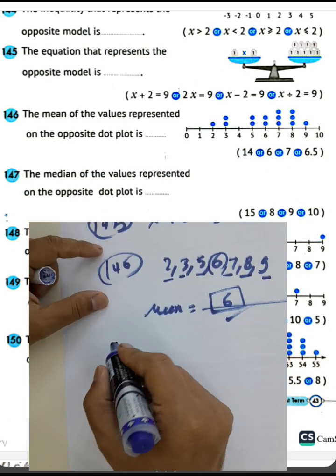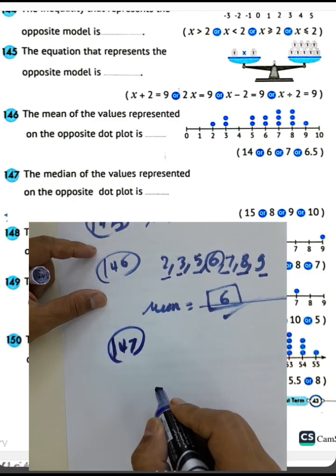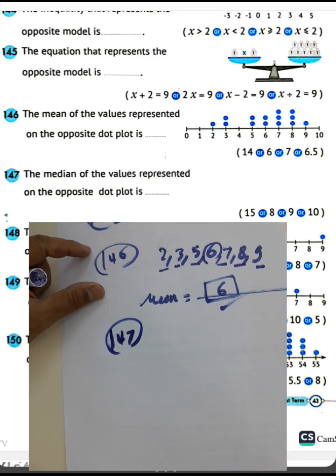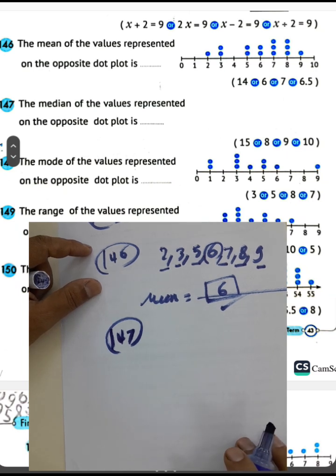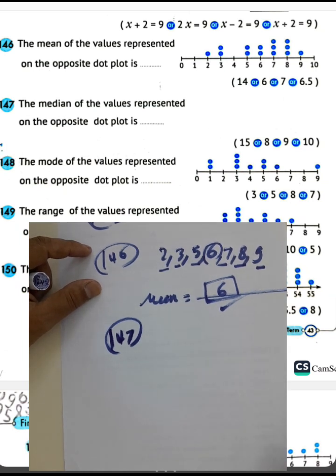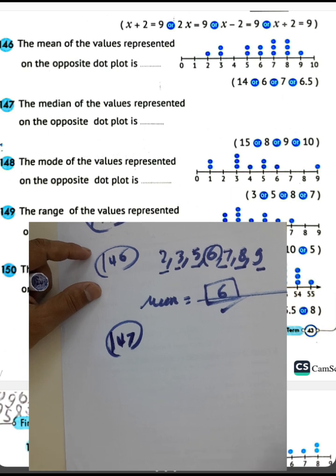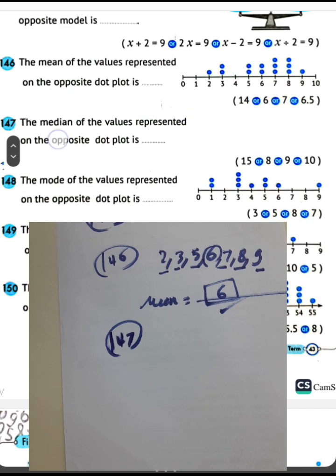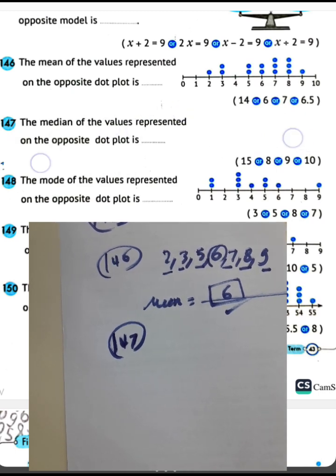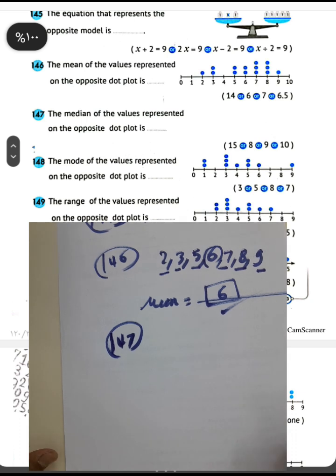Question 147. The median of the values present on the opposite dot plot. We have a dot plot here, and we can find the median for question 147.